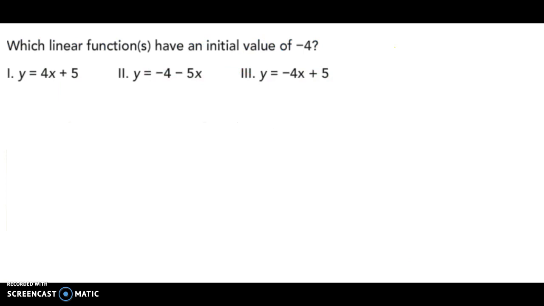So which linear functions have an initial value of negative 4? We're looking for negative 4. If we go through 1, 2, and 3 and identify our initial values, it would be great. So our first initial value is positive 5. The second initial value is negative 4. It's the only one that's not with the x. And the third initial value is positive 5. So based on the initial value that we're looking for of negative 4, only 2 would be our answer.